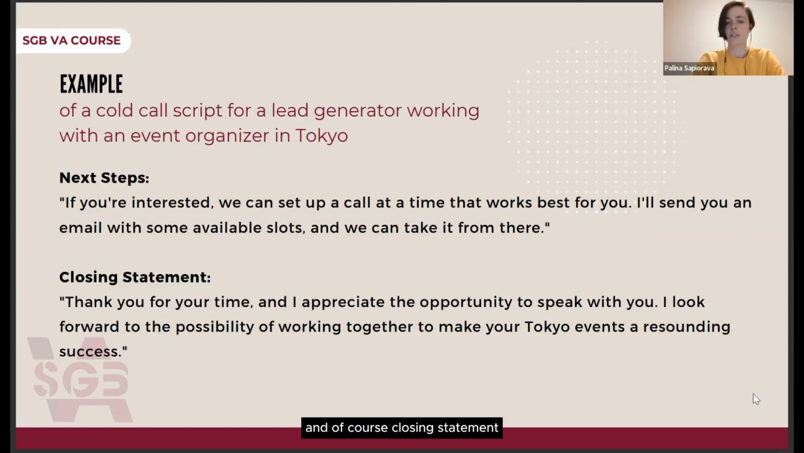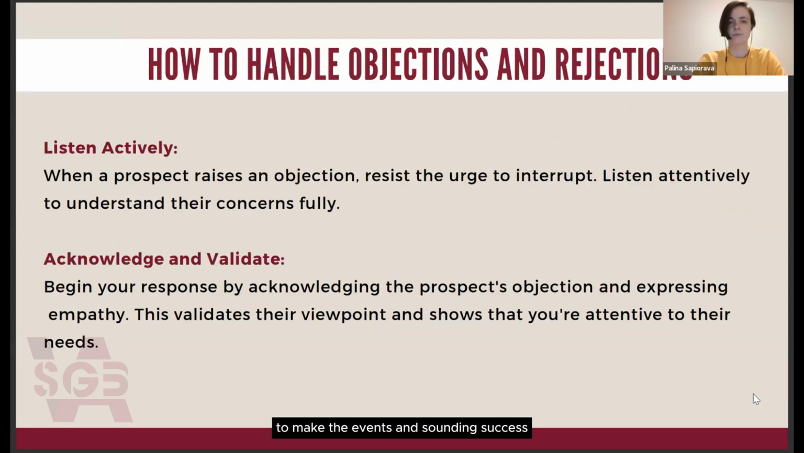And of course, closing statement. Thank you for your time, and I appreciate the opportunity to speak with you. You can also add that you are looking forward to the possibility of working together to make their events a resounding success. So I've talked a lot about handling objections. So let's take a look at some tips on how you can do it.